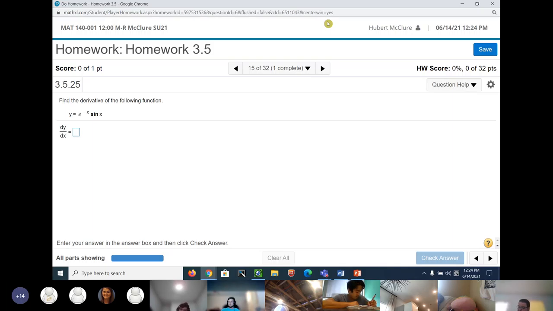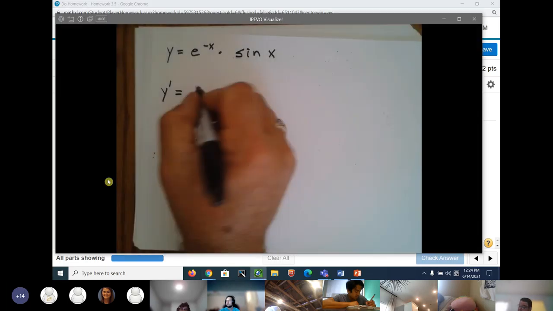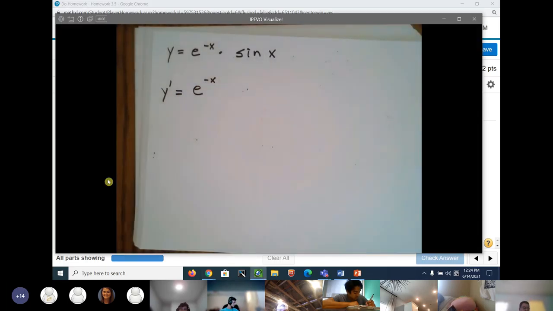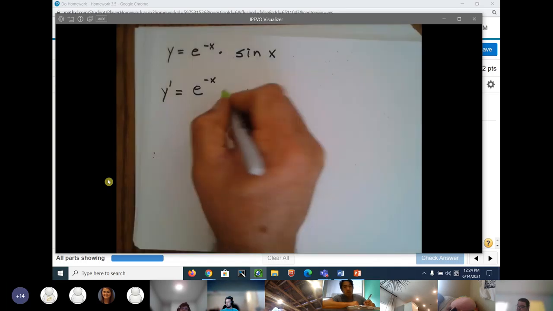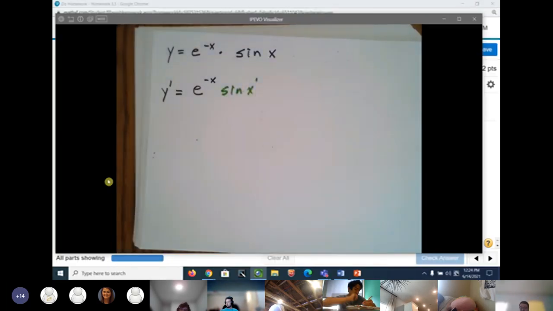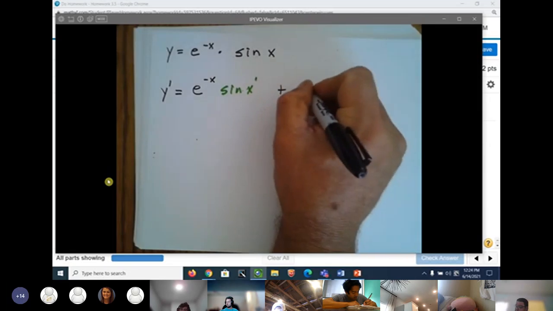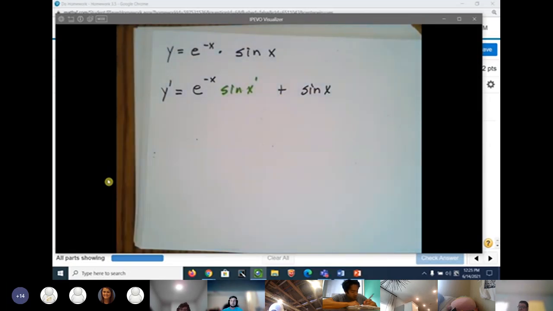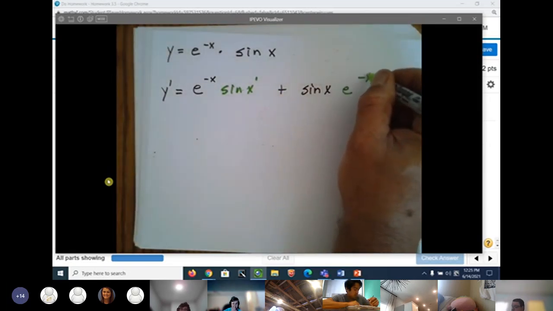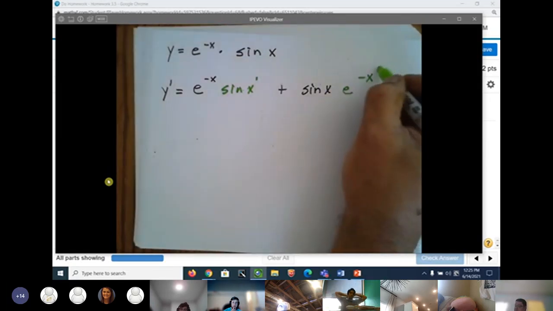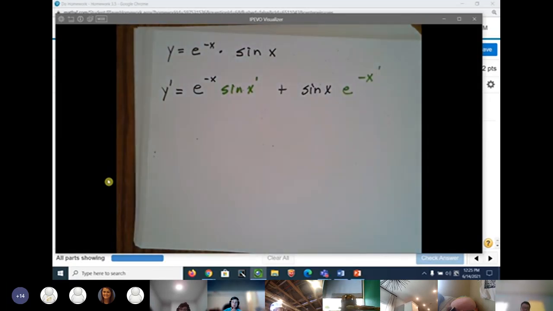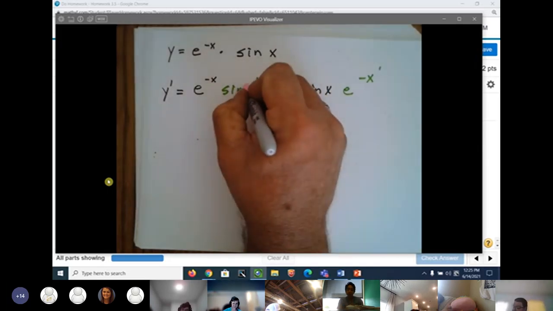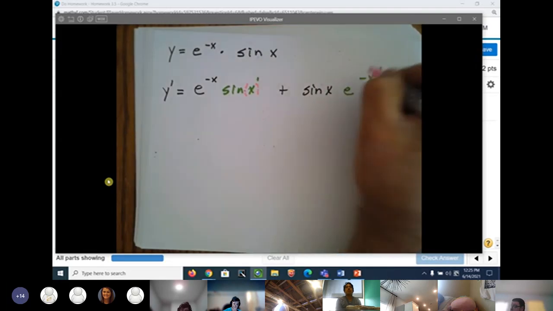Y prime is equal to the first times the derivative of the second, plus the second times the derivative of the first. And I'm going to put a prime here. Now, the first thing I'm going to do is take my handy-dandy pink highlighter and put a parenthesis around this, and a parenthesis around this.